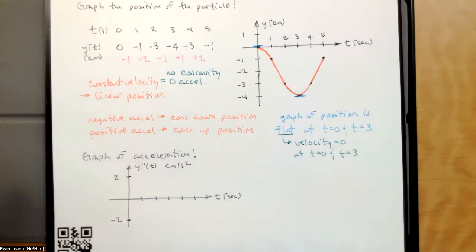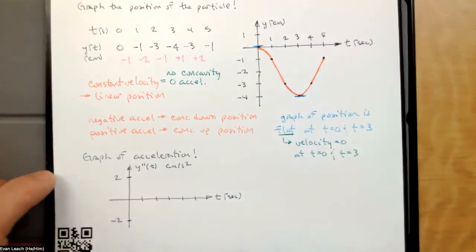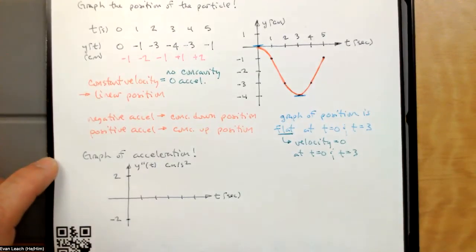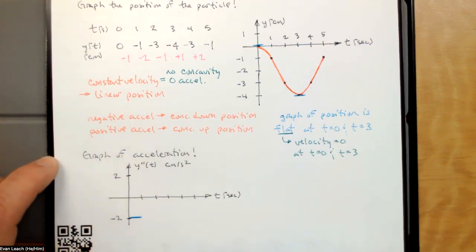So our graph of acceleration from t equals 0 to t equals 1, we have a constant acceleration, -2, because the graph of the velocity was a line, and the derivative is just going to be the slope. So from 0 to 1, we have a constant -2. From t equals 1 to t equals 2, the acceleration of the particle was 0.